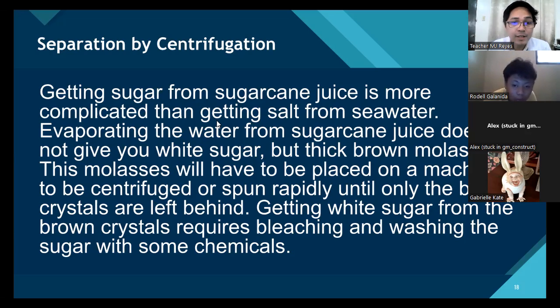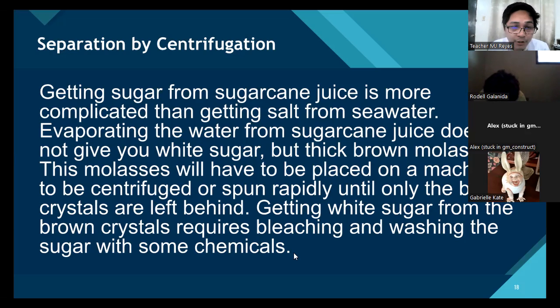This molasses will have to be placed in a machine to be centrifuged, or spun rapidly, until the brown crystals are left behind. Getting white sugar from brown crystals requires bleaching and washing away some chemicals. This is your machine.